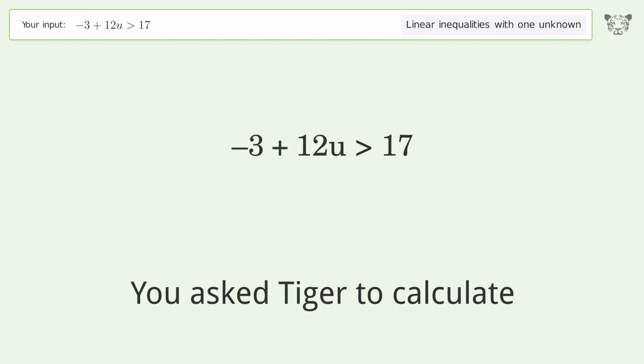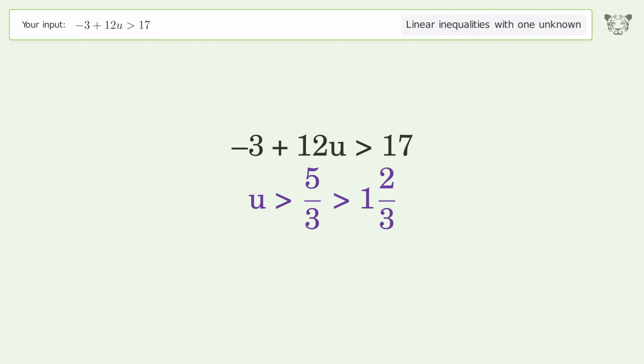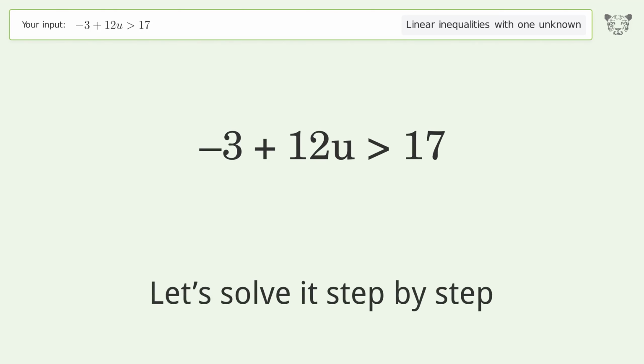You ask Tiger to calculate. This deals with linear inequalities with one unknown. The final result is u greater than 5/3 greater than 12/3. Let's solve it step by step.